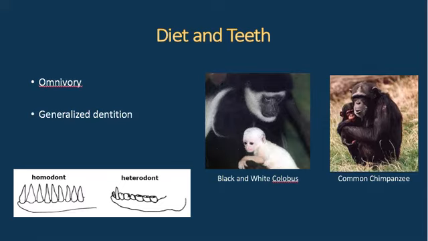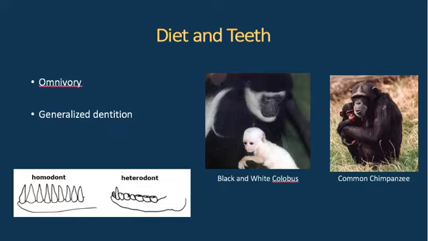In terms of primate diets and teeth, we have basic omnivory. Omnivory just means a mix of plant foods and animal foods. All primate species are omnivorous. Some eat more meat than others, but generally we all eat the same mix of types of foods. In the examples I have here on the slide, the black and white colobus monkey is more prone to eating vegetation. They eat a lot of leaves in their diet. And then the common chimpanzee is one of the biggest meat eaters outside of the human species within the primates.